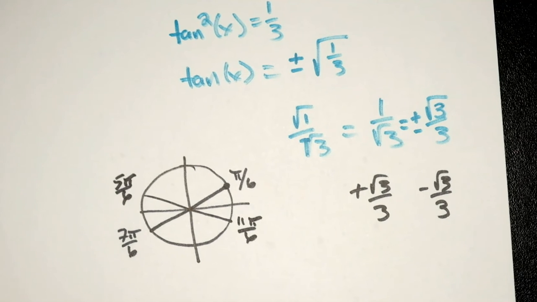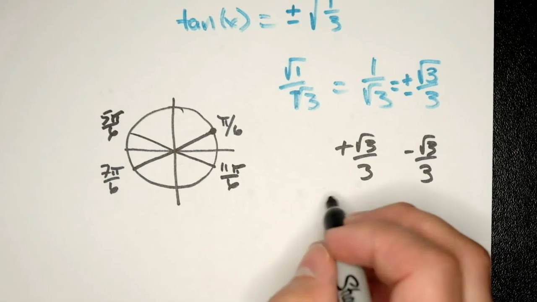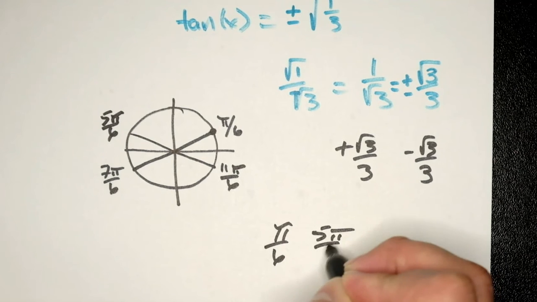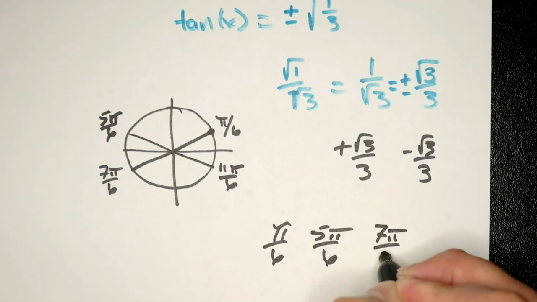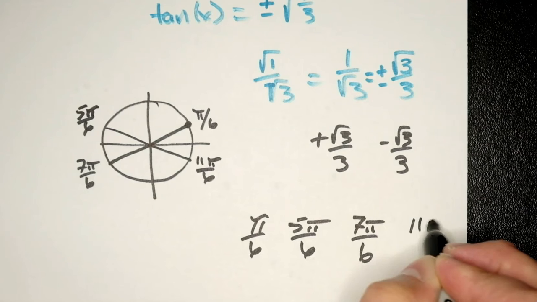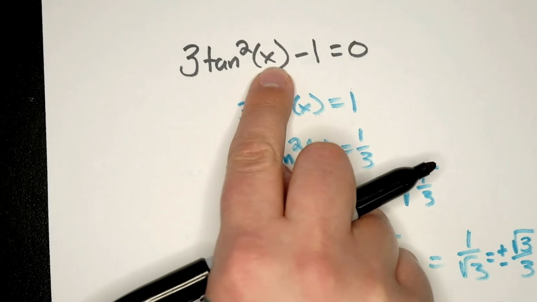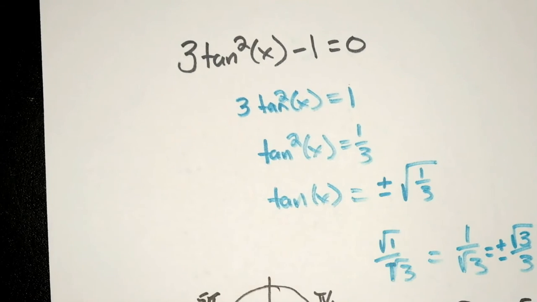So if we're taking answers between 0 and 2 pi, there are 4 angles that make this work. Pi over 6, 5 pi over 6, 7 pi over 6, and 11 pi over 6. X could be any of those. If you put them into this equation, the tan squared of that times 3 minus 1 would give you 0.